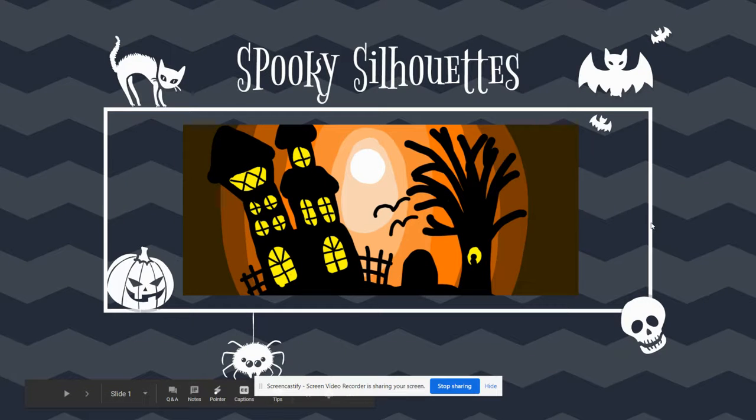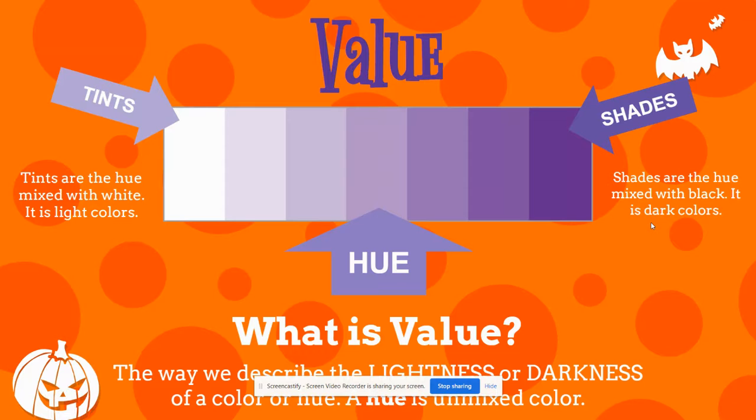Hi artists, this week we are going to be creating a spooky silhouette of a haunted house for Halloween. We are going to be using value to create lighter and darker colors in the background.